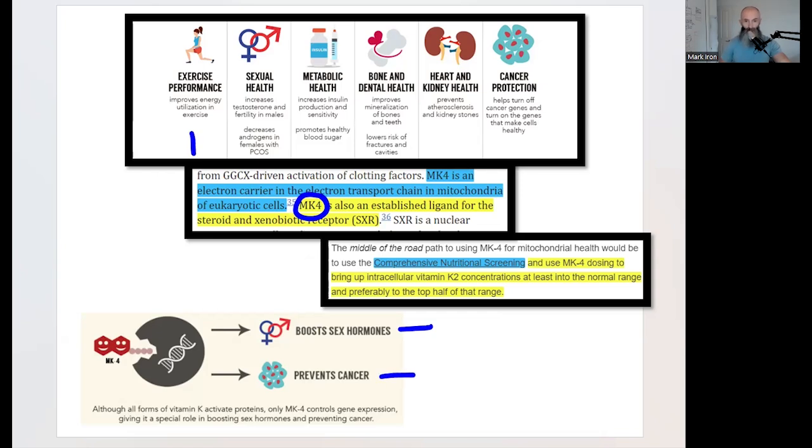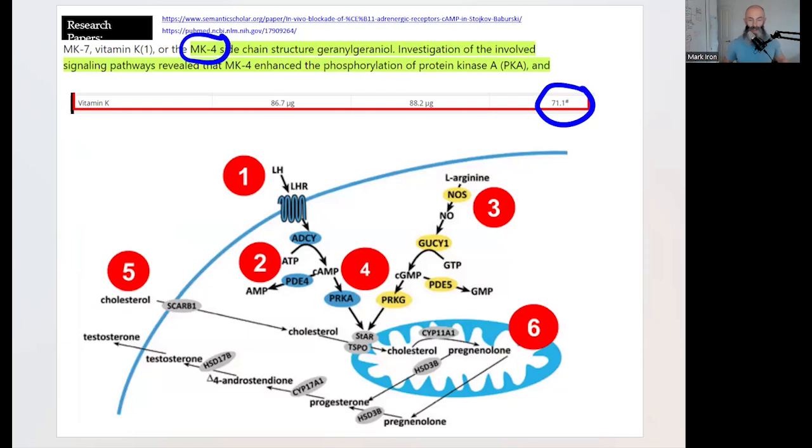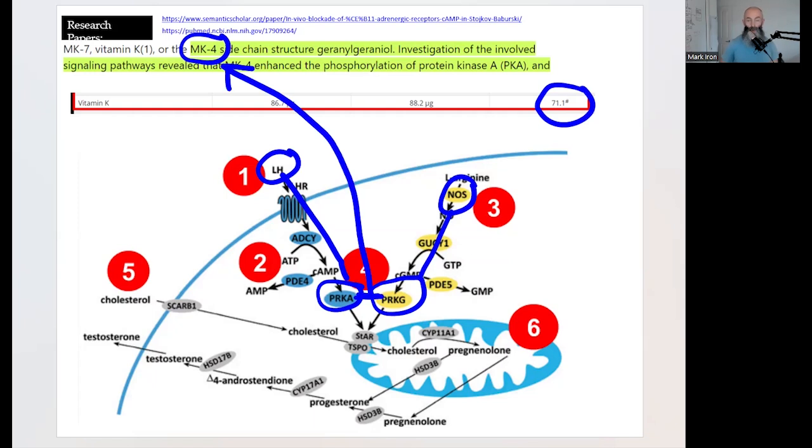But all of these things here, so it boosts exercise performance, sexual health, metabolic health, bone and dental health, heart health, and cancer prevention. And how it helps with testosterone production is LH, which is the precursor for testosterone, comes inside the cell there. And nitric oxide, when you've got optimal nitric oxide, it comes down on these two protein kinases here. And these two protein kinases are MK4 dependent. So if you don't have enough vitamin K2 to make the MK4 isoform to keep testosterone flowing and energy flowing, everything slows to a crawl. So we need optimal vitamin and mineral status.